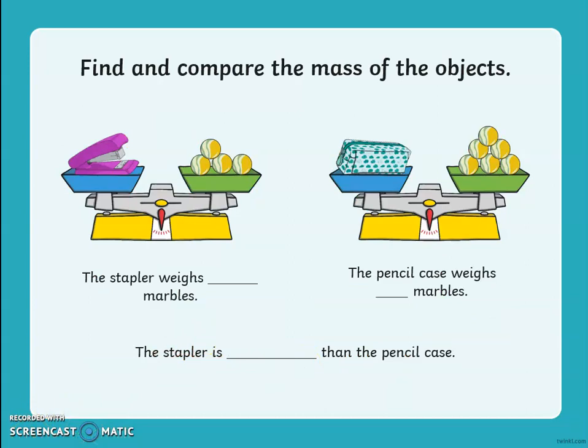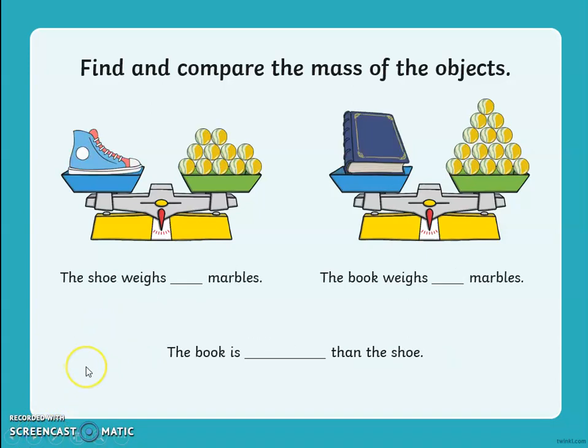And I know that the stapler is lighter because it has less marbles, showing how much it weighs. So the stapler weighs 4 marbles, the pencil case weighs 6 marbles. Because the stapler has less marbles, the stapler is lighter than the pencil case. That's our first example. Okay, here 4, 6, and lighter. Find and compare the mass of the objects.